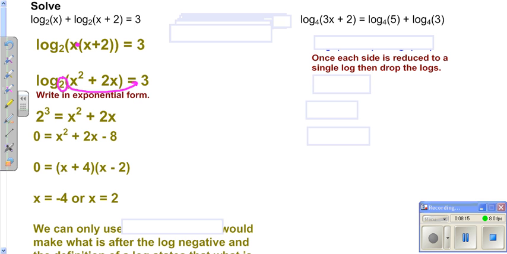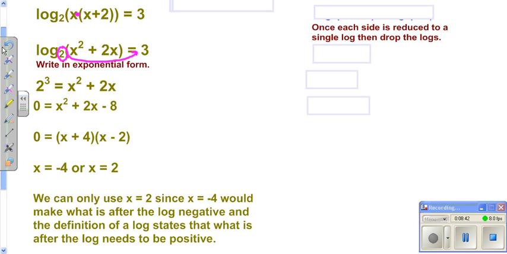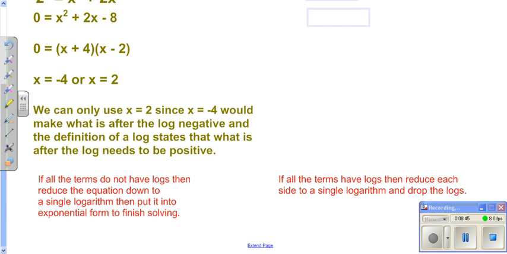Now, remember, whatever is after your log, this one or this one over here, has to be positive. If I take my negative 4 and plug it in, it does not cause this to be positive. So I cannot use the negative 4. Can I use the 2? If I take 2 and plug it in up here, that's positive, and 2 plus 2 is positive. So my only answer would be 2, since what's after my log has to be positive, and so the negative 4 does not work.